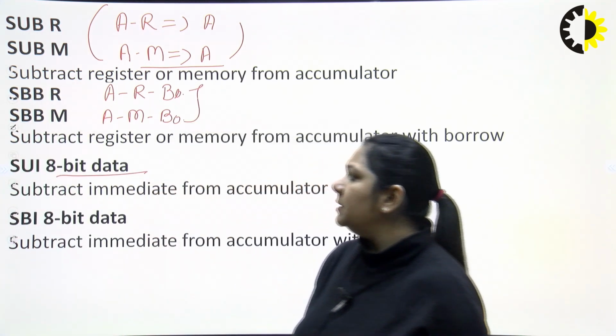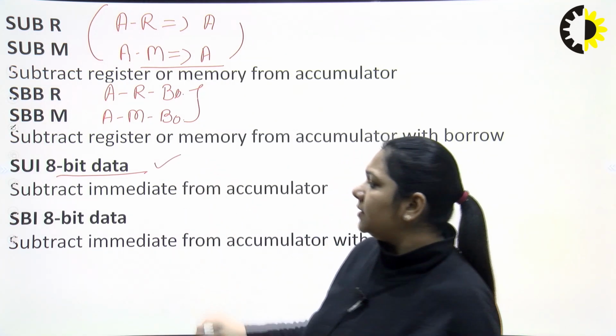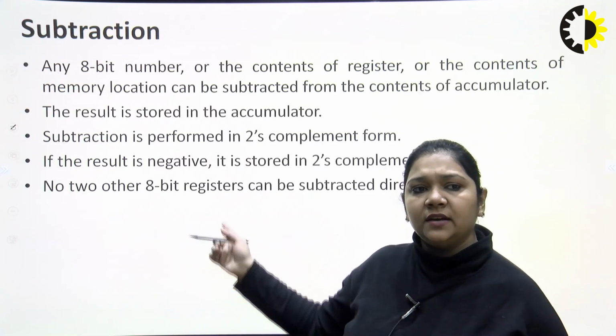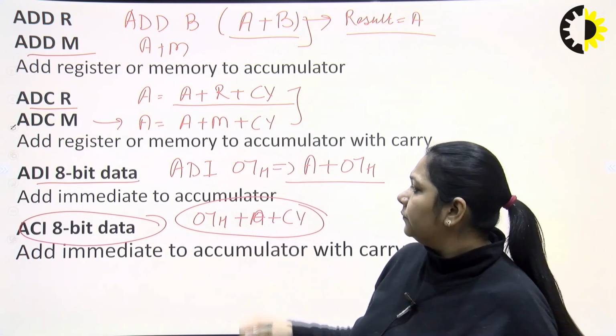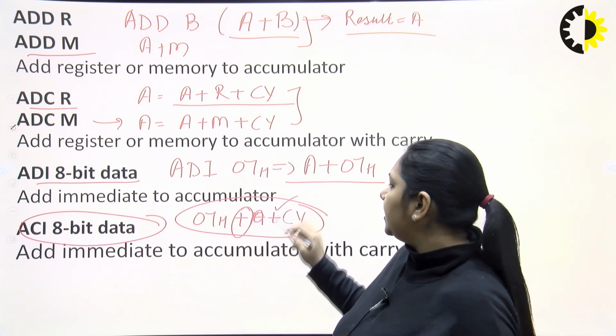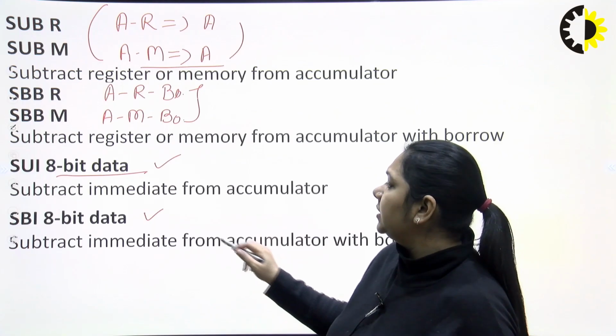Next is subtract immediate with 8-bit data, and subtract immediate with borrow and 8-bit data, just like the addition. Here in addition we are just adding it, and in subtraction we are just subtracting it.